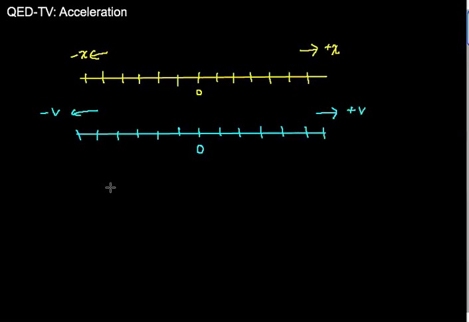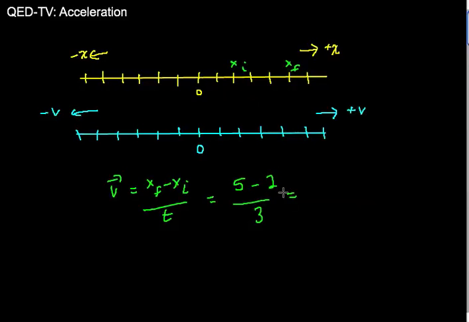velocity, the velocity vector was change in position over change in time, and I could be over here and I could go from here. We'll say that's XF and this is XI, and so I could say that we were at 5 minus 2, and I could say that this happened in 3 seconds to make my math easy. 5 minus 2 is 3, divided by 3 equals 1 meter per second.